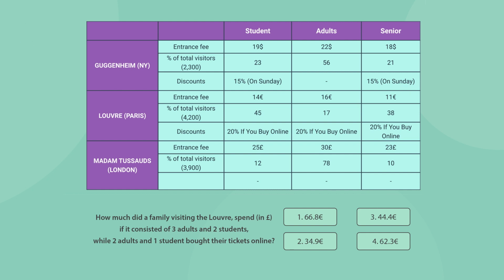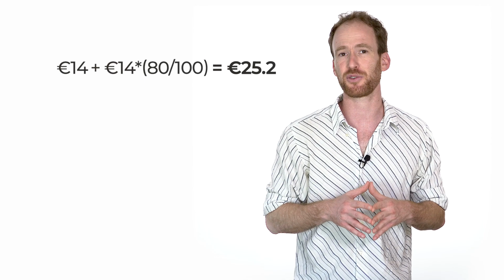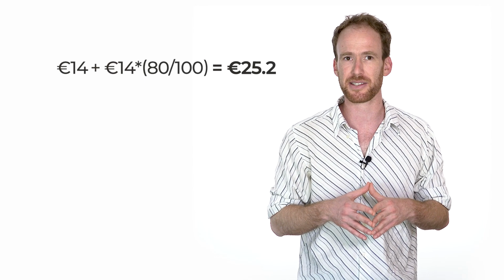The correct answer is 66 euros and 80 cents. A student ticket to the Louvre costs 14 euros. There were 2 students in the family and one of them bought their ticket online and saved 20%. That means that one student paid the full price, 14 euros, while the other only paid 80%. In total, that comes to 25 euros and 20 cents.